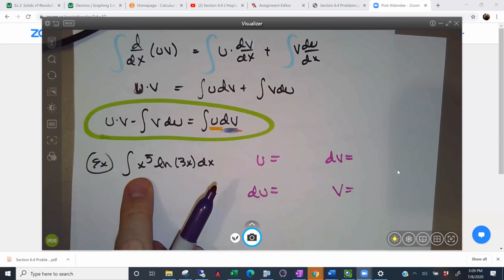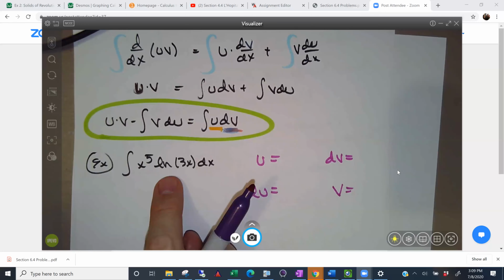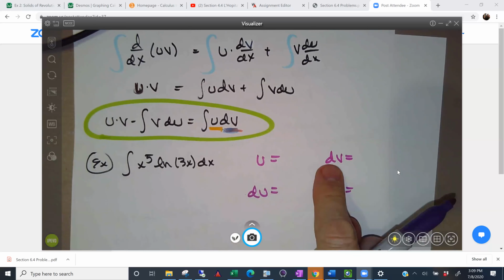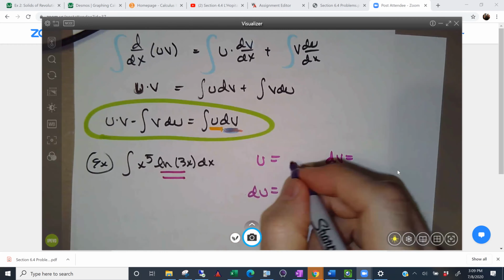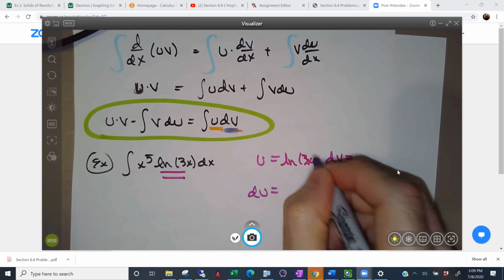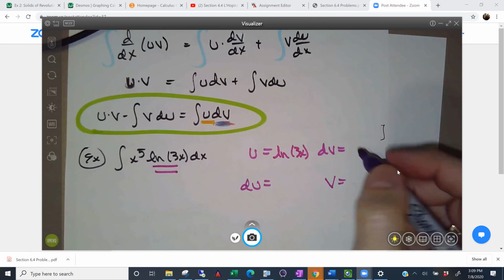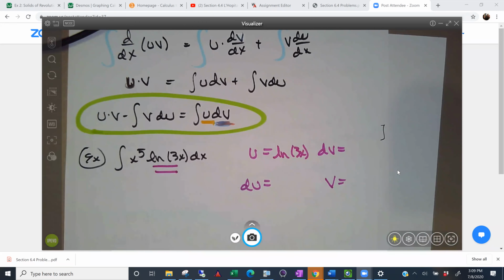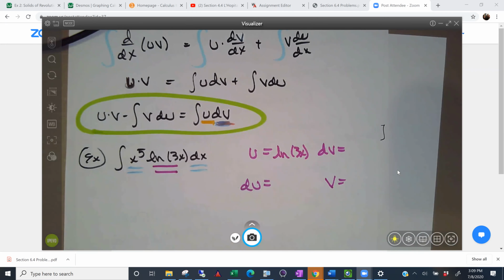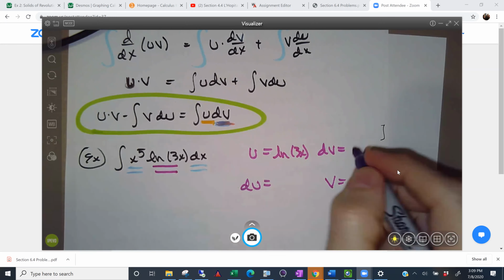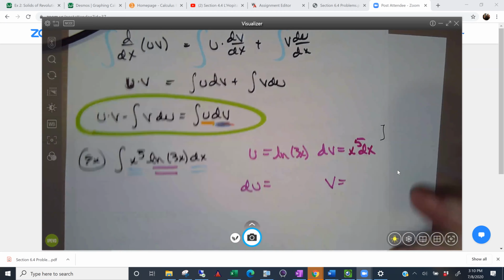What's going to work in this case? Well, if I let dv equal ln of 3x, I have no idea what the antiderivative of ln of 3x would be like. That'd be a problem in itself. So let's let u equal ln of 3x. What would dv equal? Well, dv's got to be the rest of this. And the rest of this is two things. It's an x to the 5th and a dx. So let's put both of those in. x to the 5th dx.